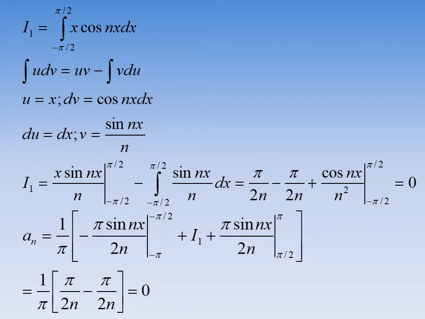Then minus integral from minus pi by 2 to pi by 2 of sin nx by n dx. And if you substitute the limit, it is pi by 2n minus, if you substitute minus pi by 2, it is minus pi by 2n, plus, if you integrate the second term, it is cos nx by n squared, limit minus pi by 2 to pi by 2. If you substitute this limit, it is equal to 0. So I1 is 0. So now you substitute this I1 in a n, then a n is equal to 0.